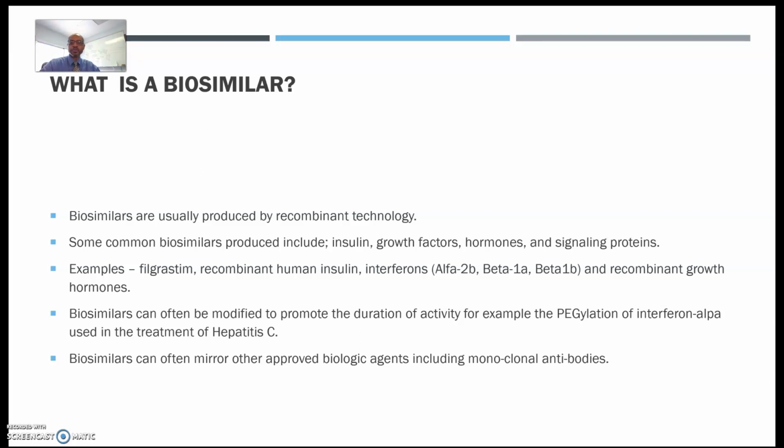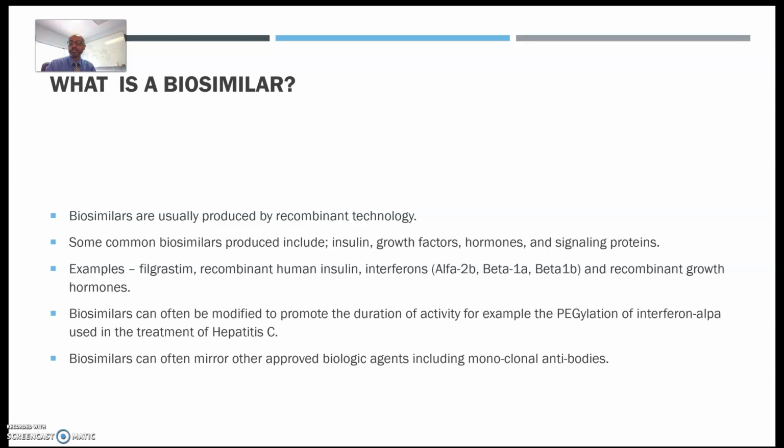Some common biosimilars that are used as pharmacologic agents now include insulin, human growth factors, growth hormone, and signaling proteins. Some examples of these agents include filgrastim, recombinant human insulin, interferons, and recombinant growth hormone. Sometimes we can modify a biosimilar to extend its lifespan or half-life when administered. For example, the pegylation of interferon alpha, which is used in the treatment of hepatitis C, extends the half-life of this biosimilar agent.